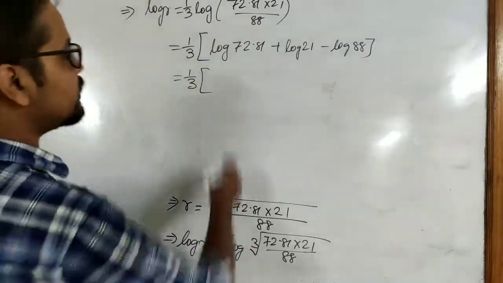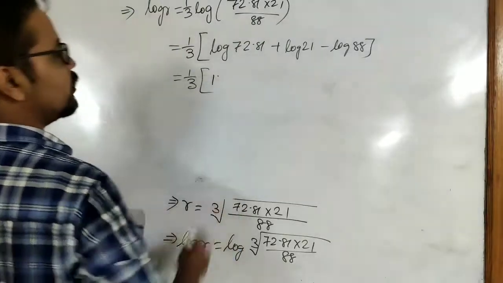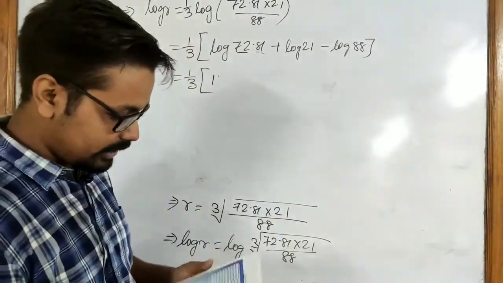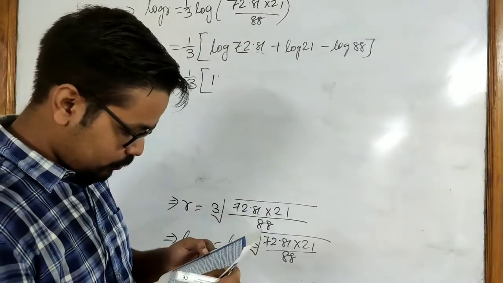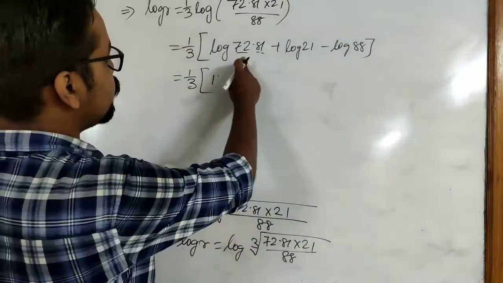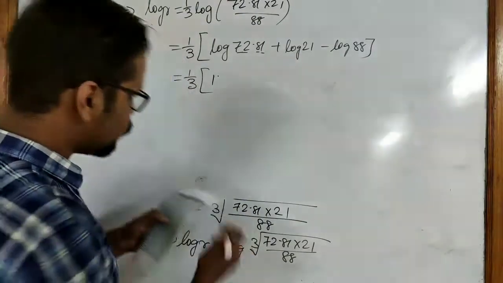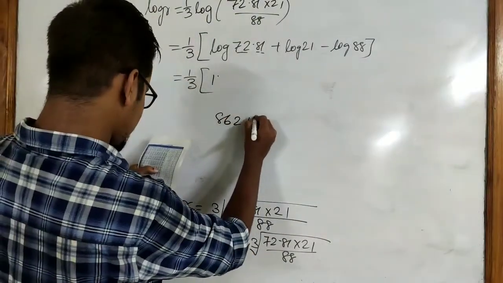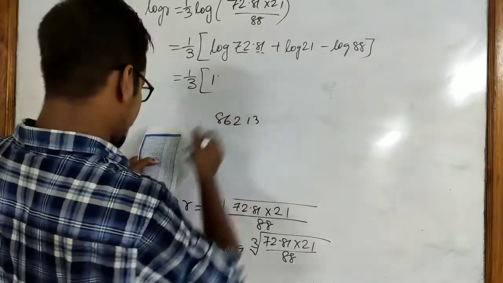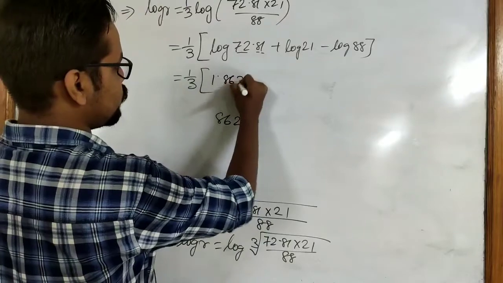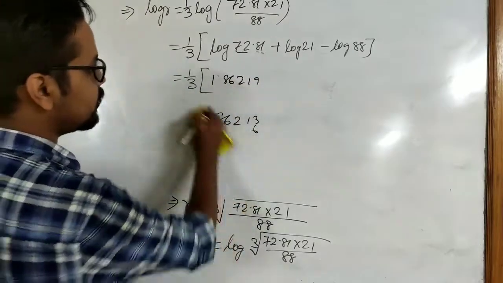So first, 72.81. What is going to be the characteristic? It is 2 minus 1, that is 1. So we need to find 72, 8 and 1. Using the log table, let's find out 72. Where is 72? Here we have 72, 8 and 1, right? So we have 72, 8 here, 86213, and we need 1. 1 means the first one, that is 6. So it is 86219. So done with the first one.